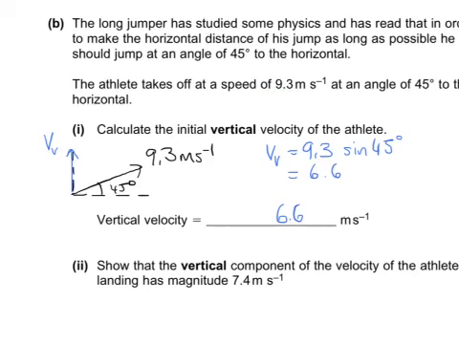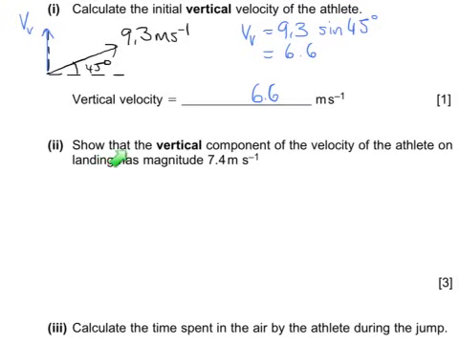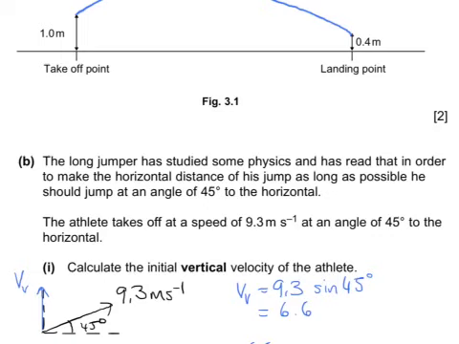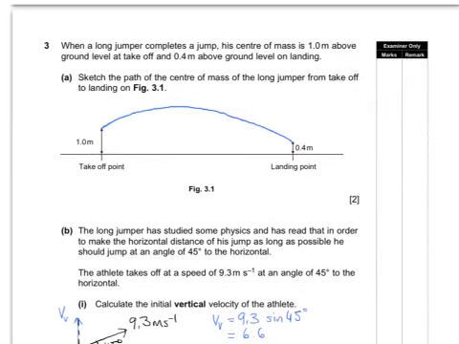to 1 decimal place. Part 2, show that the vertical component of the velocity of the athlete on landing has magnitude 7.4 metres per second. Now, one of the tips for looking at projectile motion is to split up the motion into the vertical and the horizontal. Now, it's already said to us about the vertical, so it is in fact the vertical that we're going to consider. So we want to know what the velocity, whenever it reaches here, is going to be.